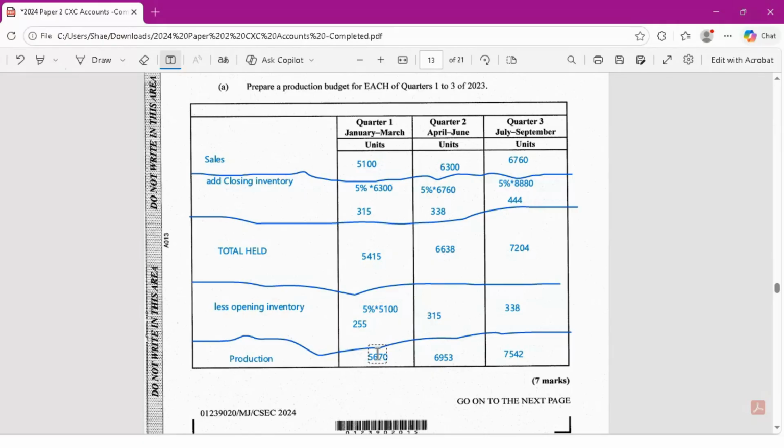Okay, so for those who noticed, I added those figures. So just go ahead and subtract them. Alright, so it's 5,415 minus. It's minus because it says less. So 255, which is 5,160.